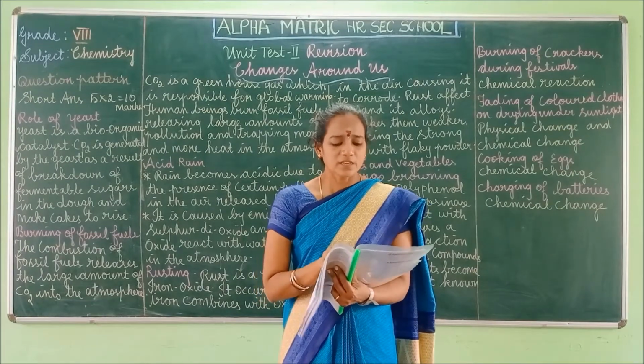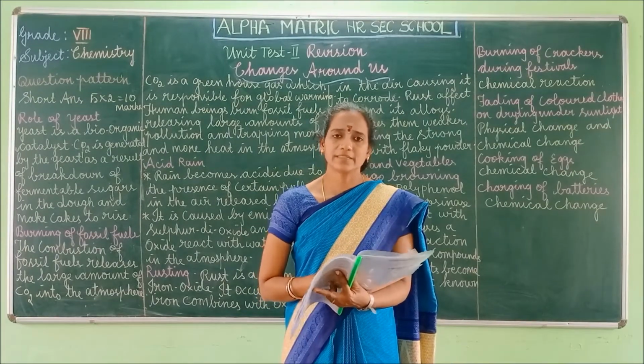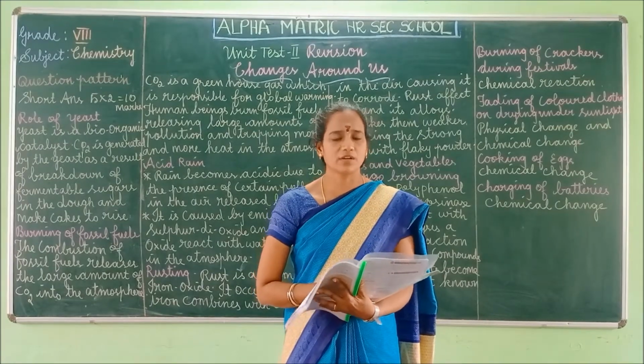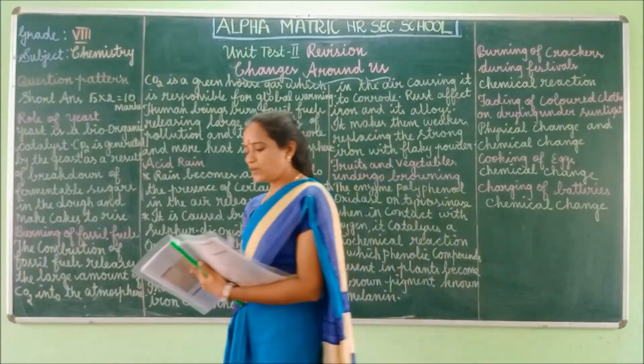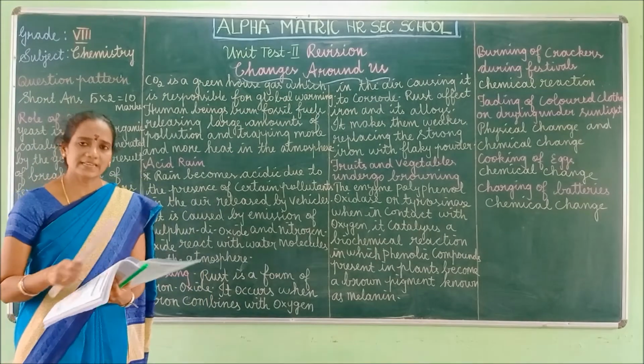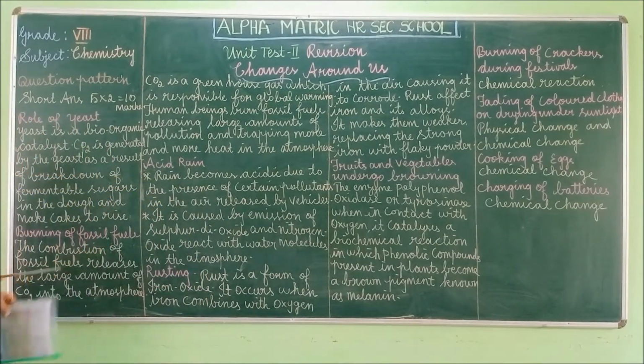Okay. Next, come to Roman numeral 7, higher order thinking questions, in short HOT questions. HOT question means higher order thinking question. Explain the role of yeast in making cakes and buns in a bakery. That's the first question. Yeast is a single-celled fungus. Yeast is a bioorganic catalyst. Carbon dioxide is generated by the yeast as a result of the breakdown of fermentable sugar in the dough and makes cakes rise.